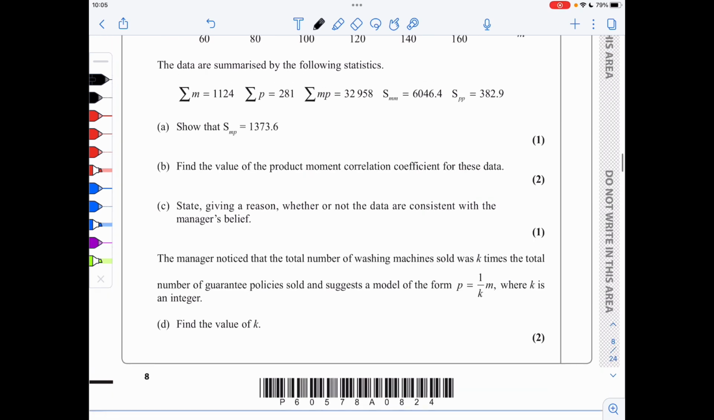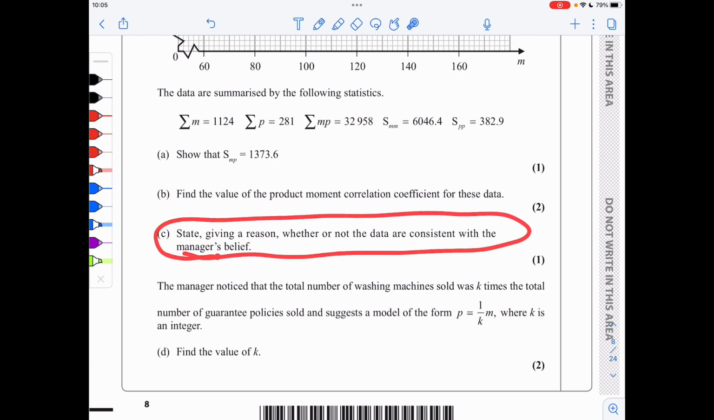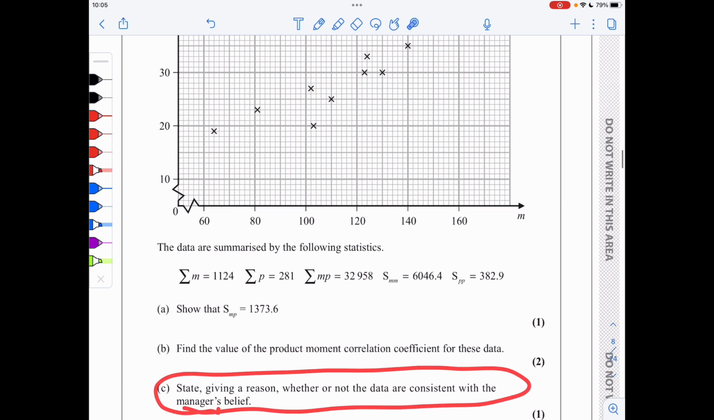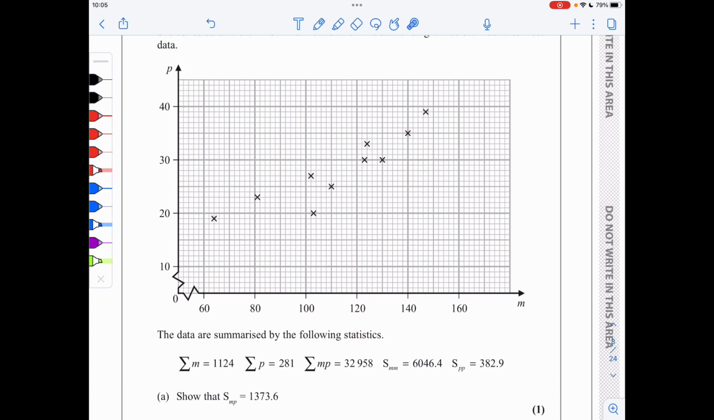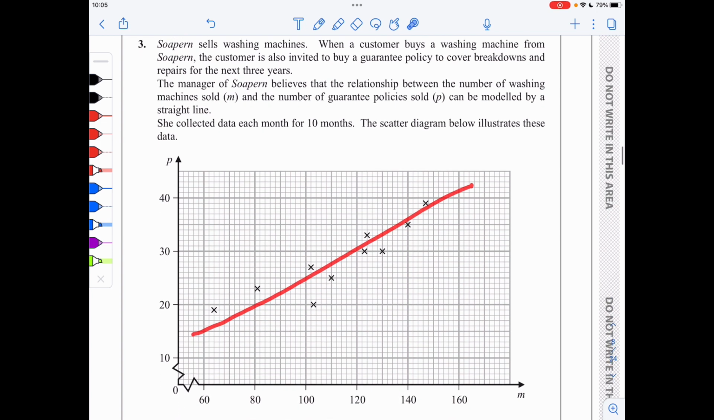Now in part C, we need to state, giving a reason, whether or not the data is consistent with the manager's belief. Now there are 2 things we could say. One of them is based on the scatter plot. We see that the points lie close to a straight line, and therefore this is consistent with the manager's belief, which says that there is a relationship between the number of washing machines and the number of guarantee policies, and this can be modeled by a straight line. So we can see a straight line that can be fitted here.